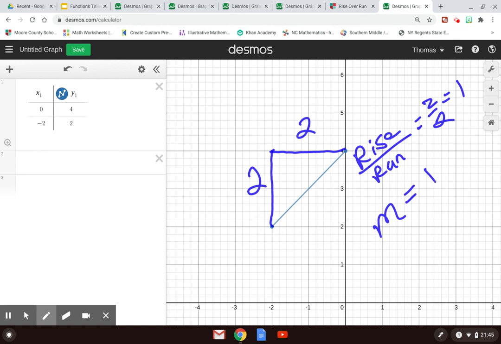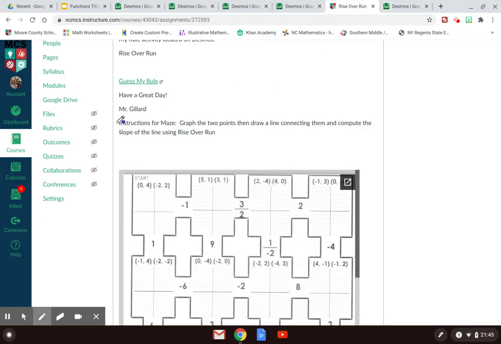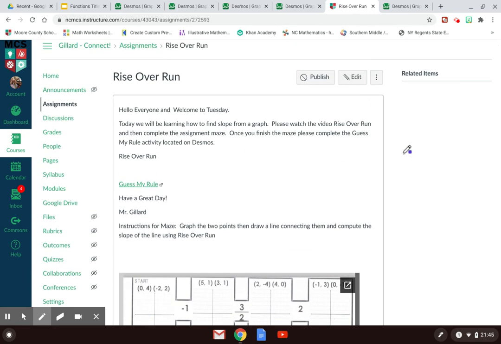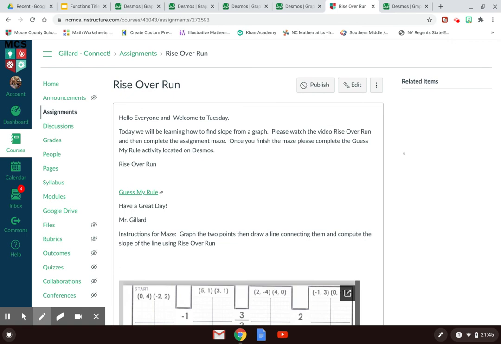All right. So if you do it this way, though, I need for you to screenshot these to a Google Doc so I can see that you actually did graph them and counted rise over run and see what you did. So you have those different options to complete the assignment. And then once you're done, there's this little learning activity right here you can do called Guess My Rule. Just click the link. It will take you to Desmos, and you can do Guess My Rule. It's just a simple, quick little functions activity.